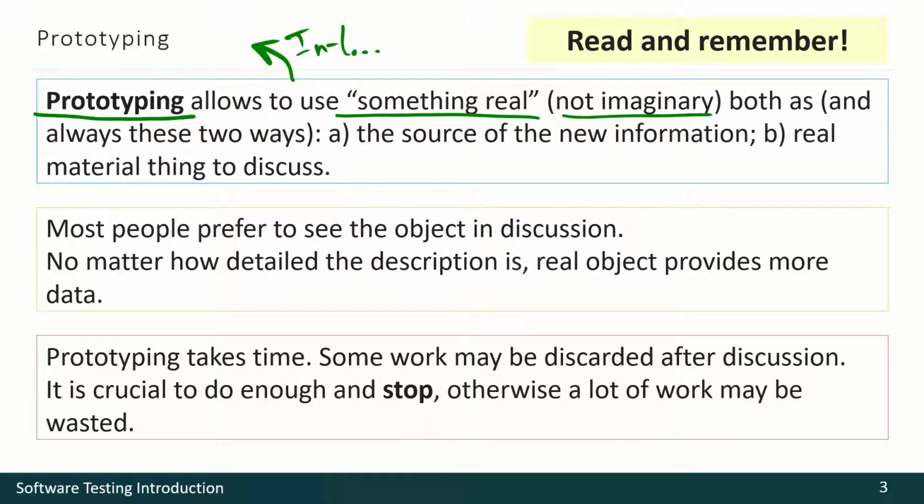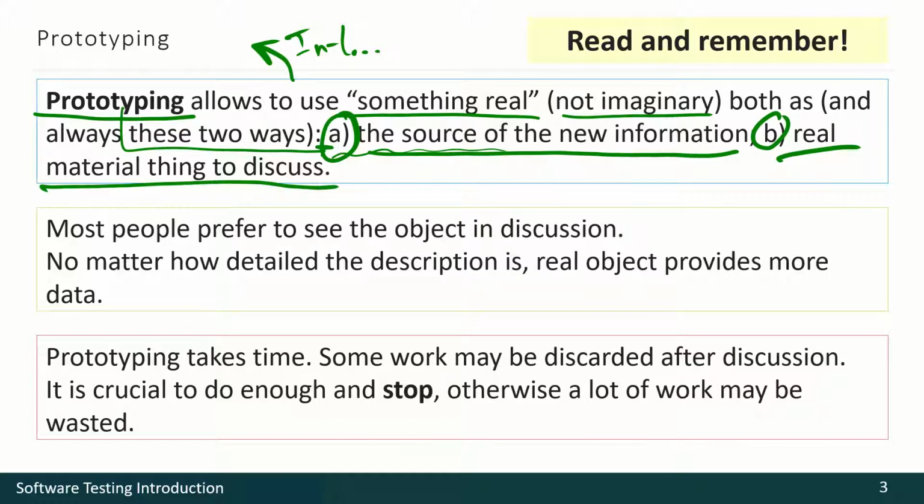So prototypes in software testing always come in two ways. The first one, it's the source of the new information. And the second one, it's something real, some material thing to discuss. Because of course when we look at something, when we discuss that something, we may come to some good conclusions, to some new good ideas, thoughts. So these two ways are always part of any prototyping.